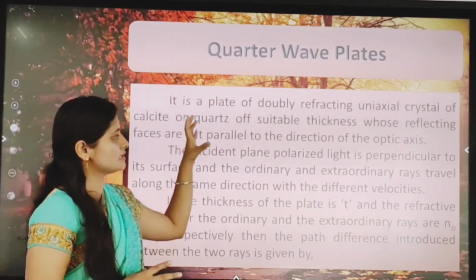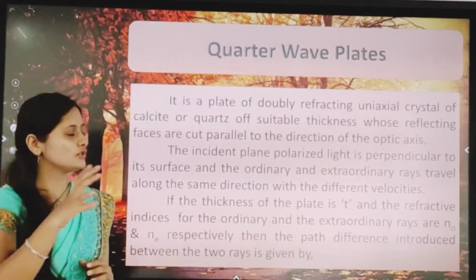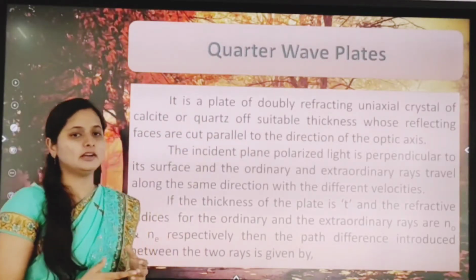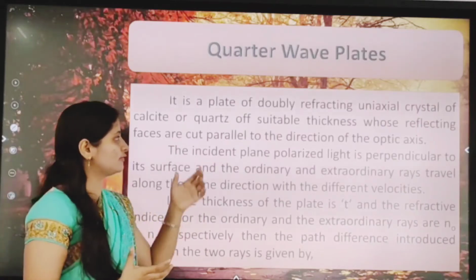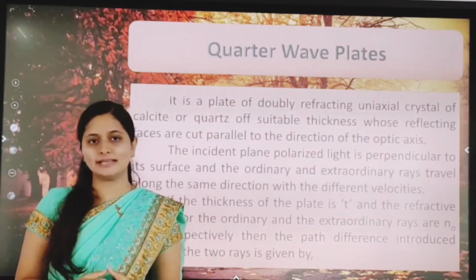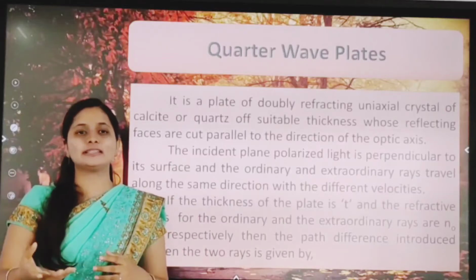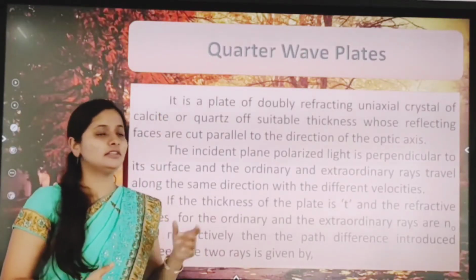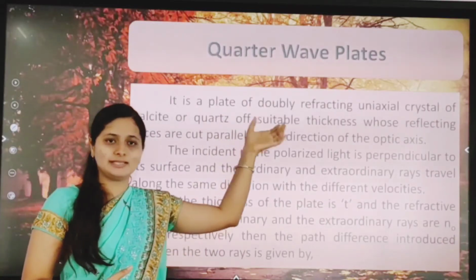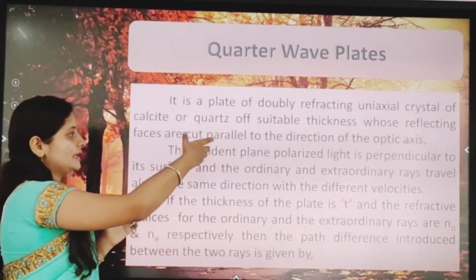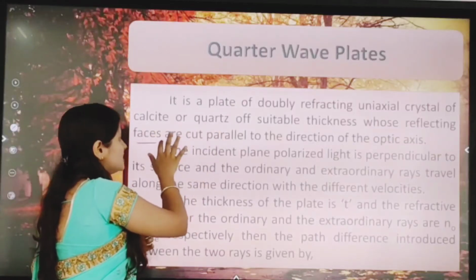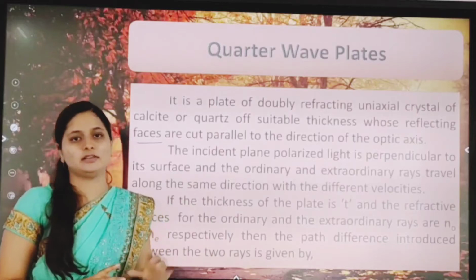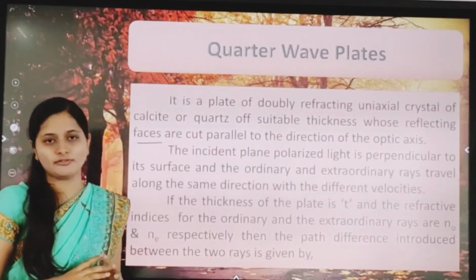This is the explanation of the first para. Here our plate is a plate of a doubly refracting uniaxial crystal. Which crystal are we taking? Either calcite or quartz, with a suitable thickness, and whose reflecting faces are parallel to the direction of the optic axis. This is the completion of the first para.